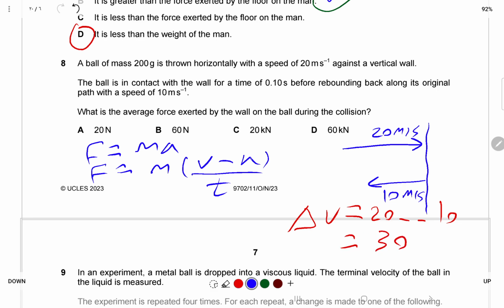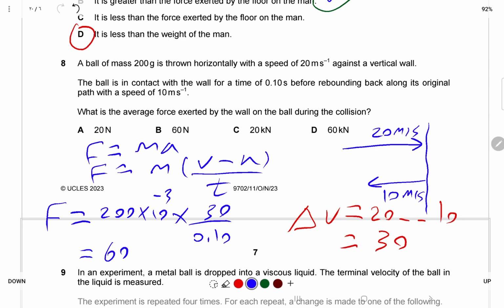Now you can plug 30 in as the change in velocity, you have the time, then you can calculate the average force. F equals, the mass is 200 times 10 to the power of negative 3, times the change in velocity, which is 30, divided by the time, which is 0.10, and then you get the answer 60. So option B is the correct answer.